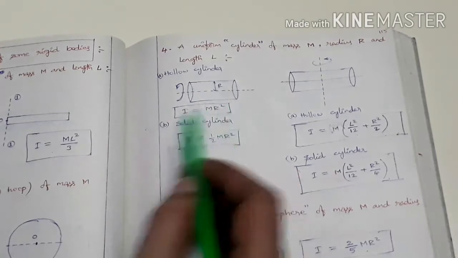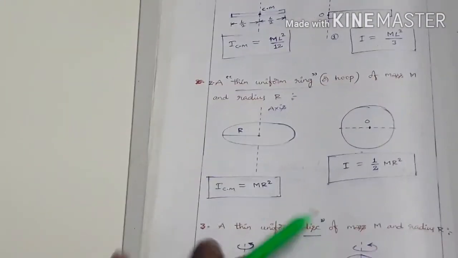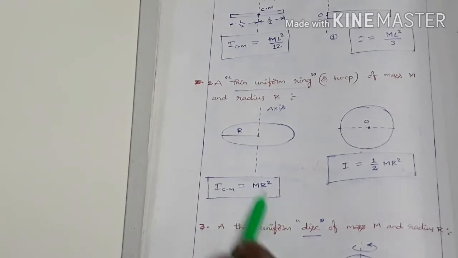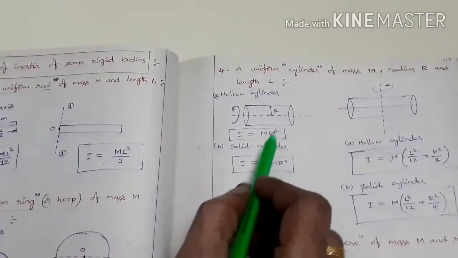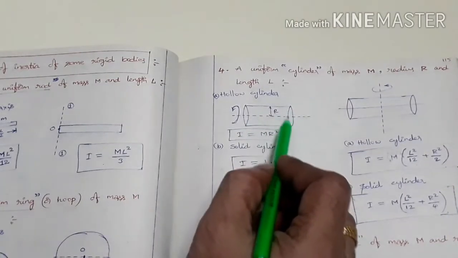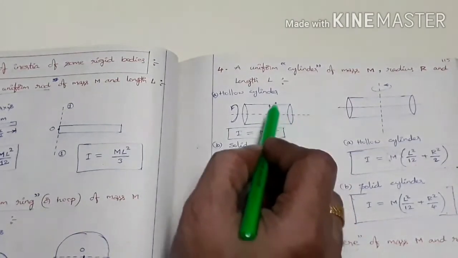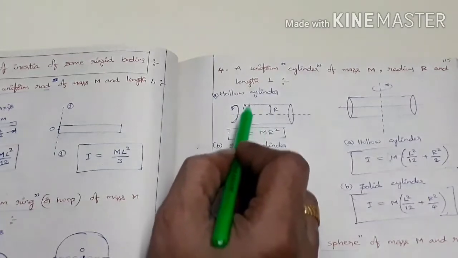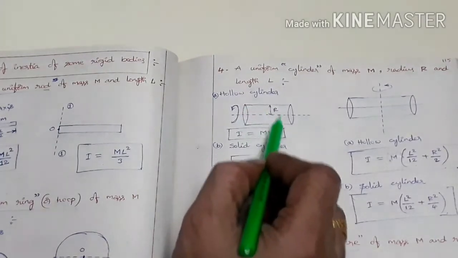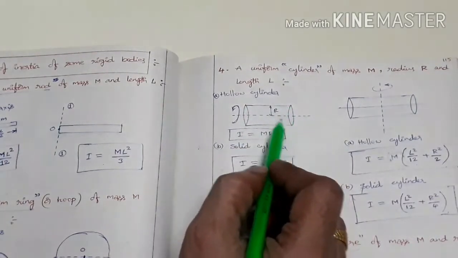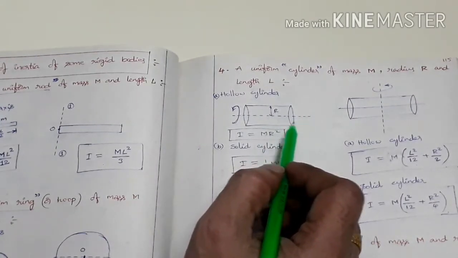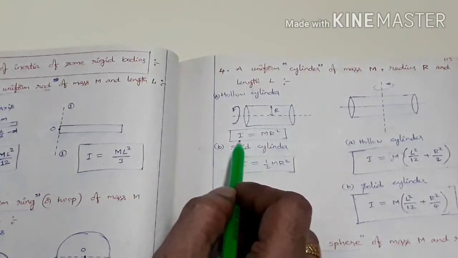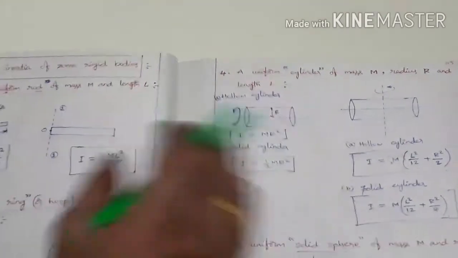Just like a ring, what is the moment of inertia for a ring? I equal to mr square. The same formula you are getting here, so you can easily remember this one. Also, we can imagine the hollow cylinder to be made up of several thin rings here. This axis is the geometrical axis for each ring here. So the same formula we are getting, I equal to mr square. Remember it in this way.